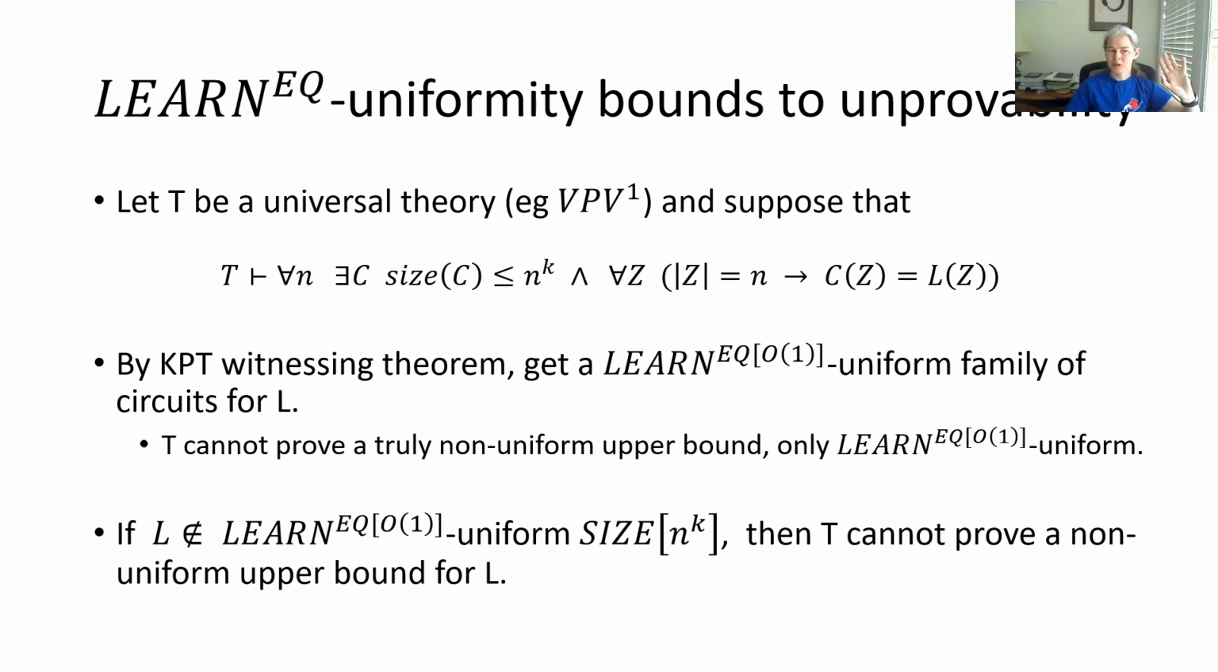You're wondering now where I'm going. I'm veering off further and further from feasible reasoning and bounded arithmetic, and I only have a few minutes left. So what does it have to do with logic? The cool thing is that because LEARNEQ-uniformity was inspired by KPT witnessing theorem, if you have lower bounds for LEARNEQ-uniformity, they translate exactly back into unprovability of for all exists for all statements in the corresponding theory.